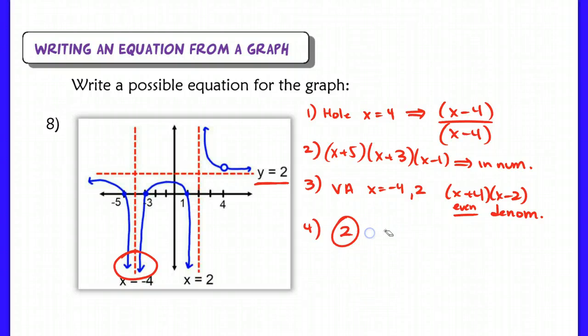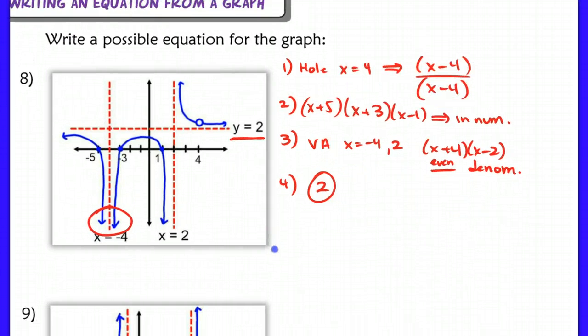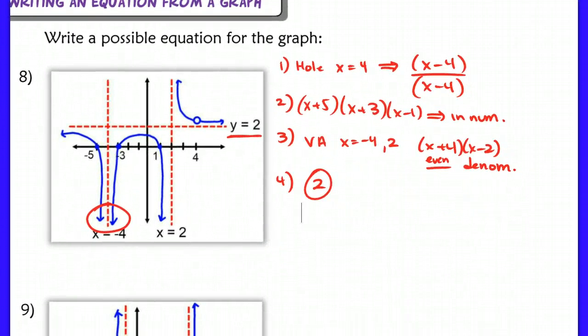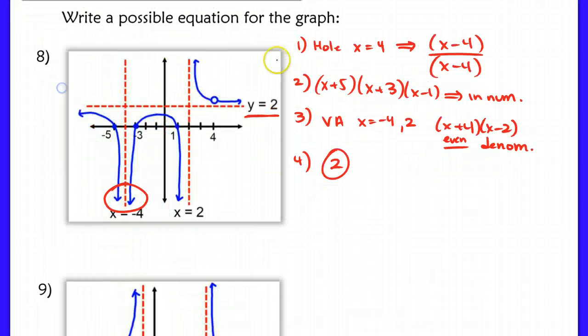So I'm going to take that information that I have, and I'm just going to start writing an equation. And I'm just going to keep checking to make sure that it reflects what I have written down here as well as what I see in the graph. So let's start. We have in our numerator x plus 5, x plus 3, and x minus 1.